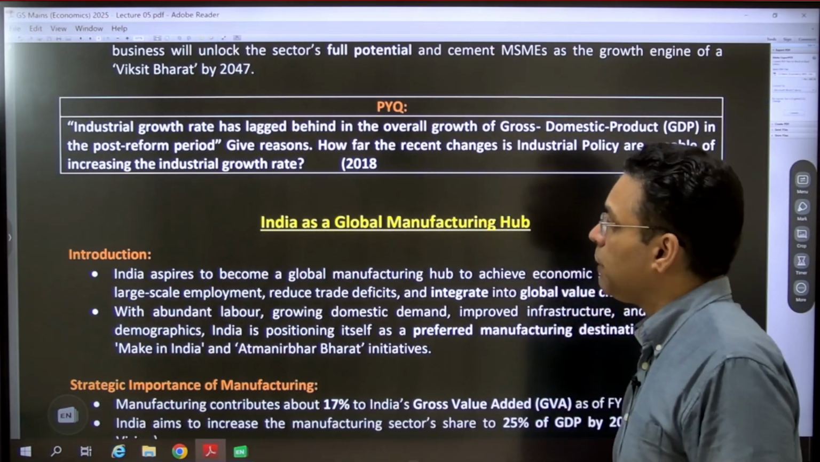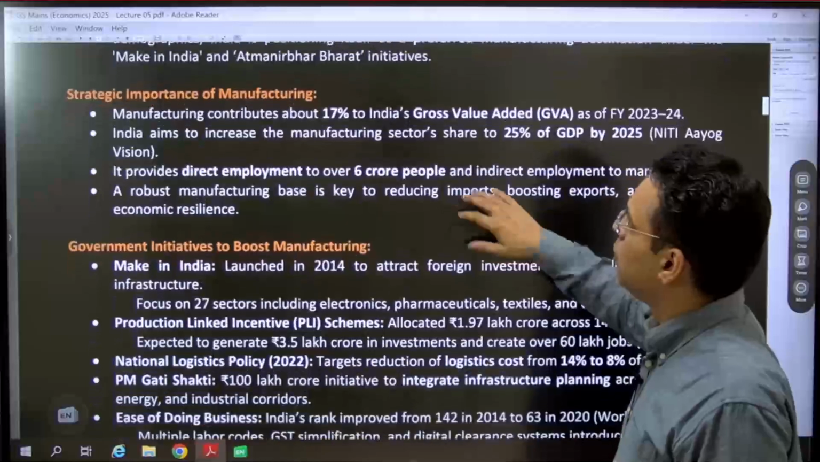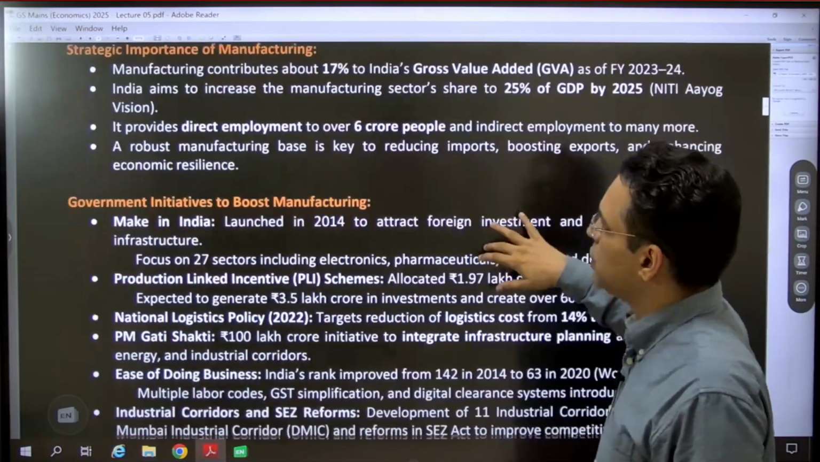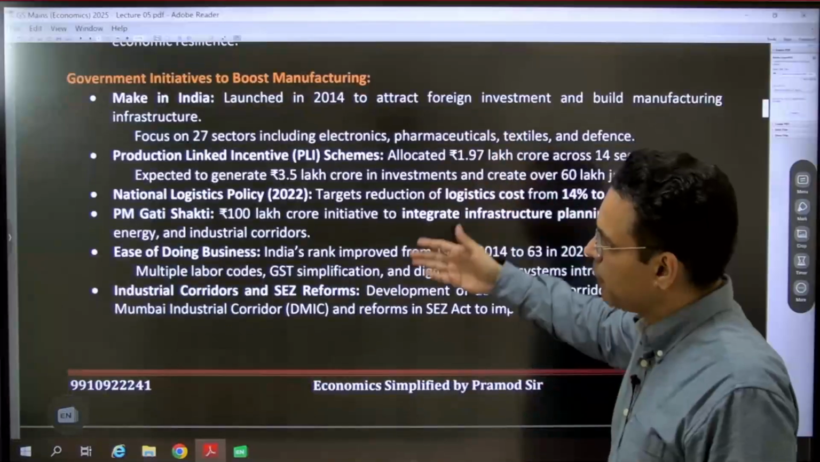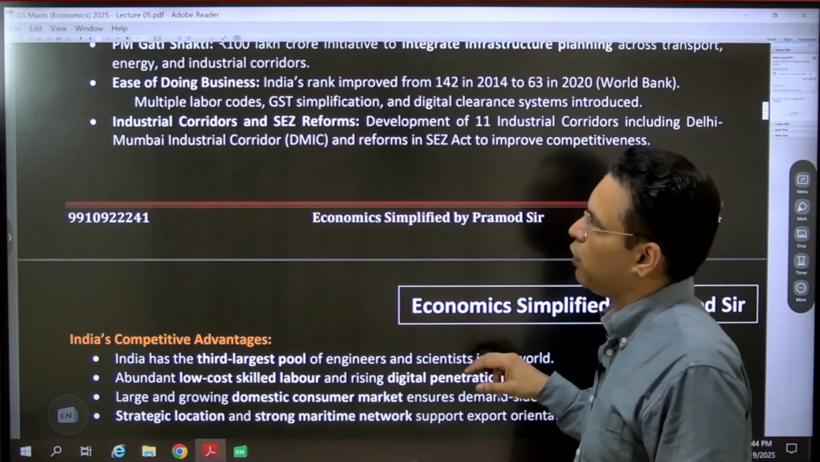Then India as a global manufacturing hub. अब कैसे global manufacturing hub promote करेंगे? Now manufacturing contributes 17% of the GVA. Initiatives again same है, आप देखो all the same policies are there. Here you can add industrial corridors and SEZ reform.